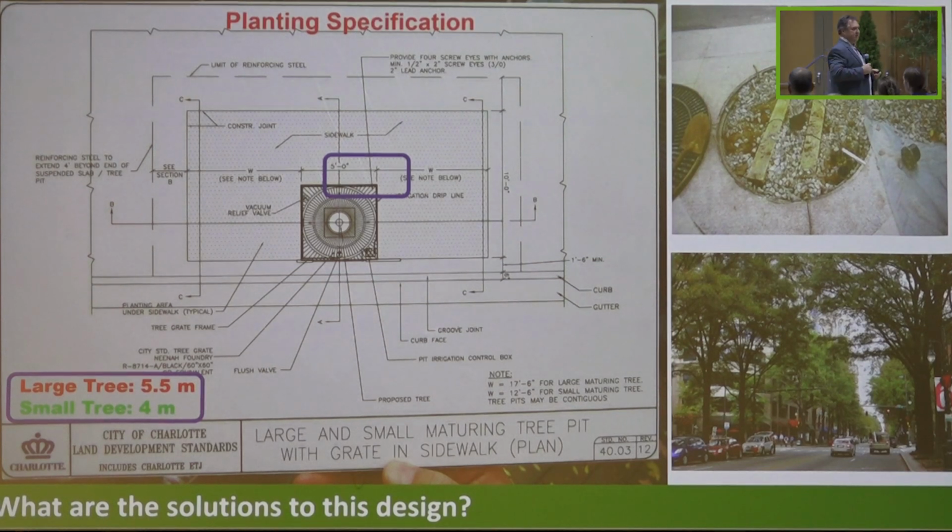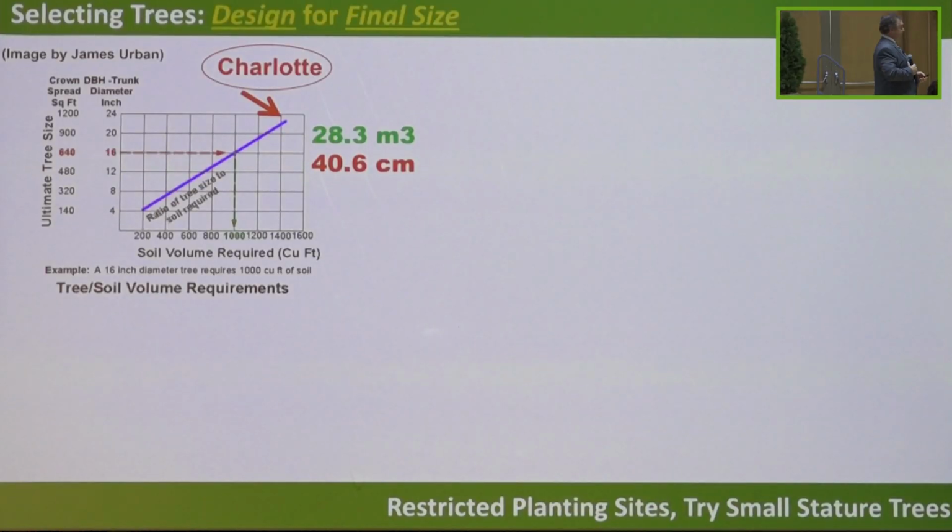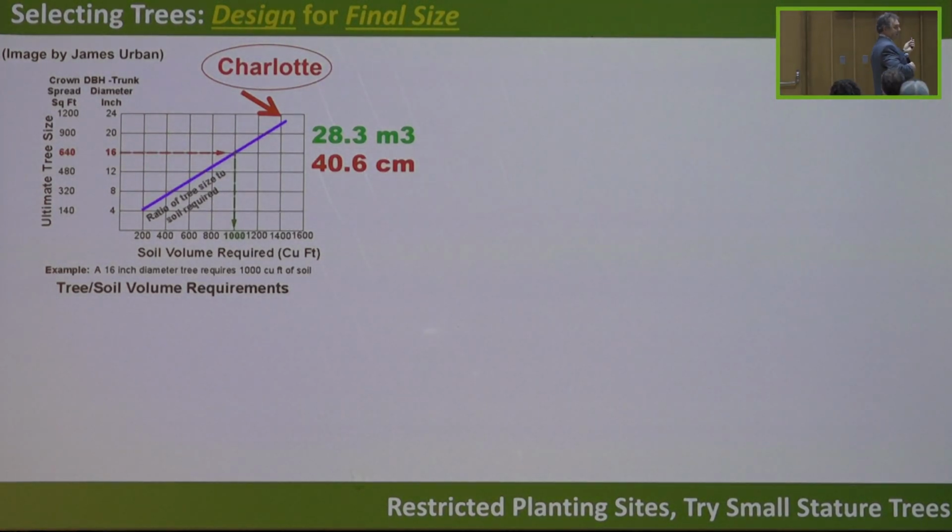The spec is pretty simple. If you want a 2-foot diameter tree, he said, in 1975 or thereabout, you need to give it 40 feet by 20 feet by 2 feet deep. And what's the math on 40 times 20? 800 times 2? 1,600. And if you've ever seen James Urban, James has this graph. And James' graph says you need about 1,600 cubic feet of soil.